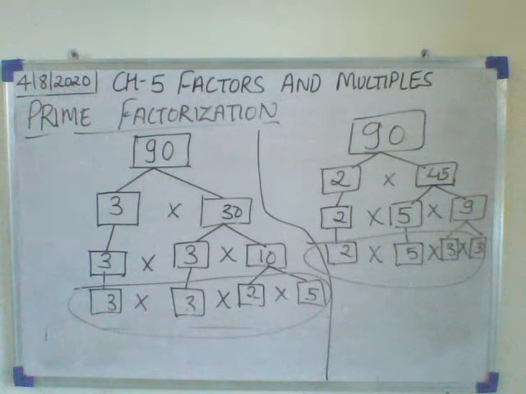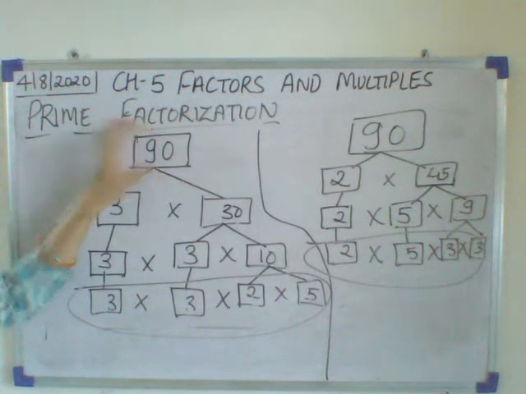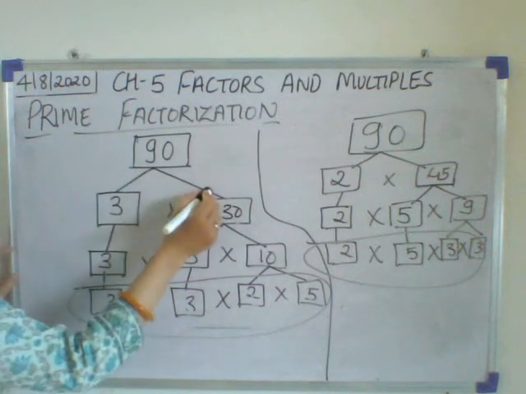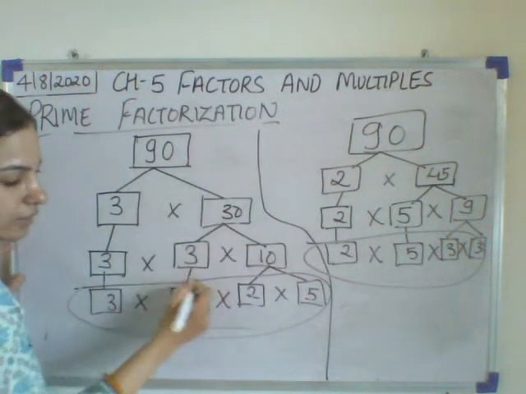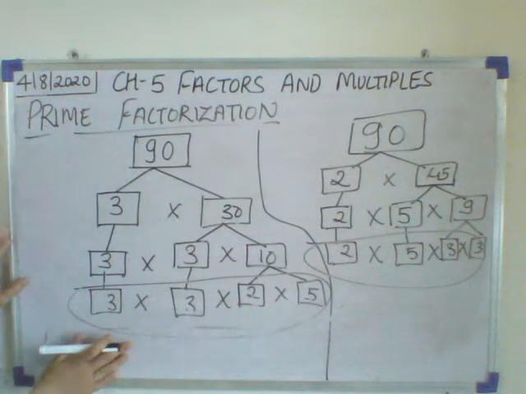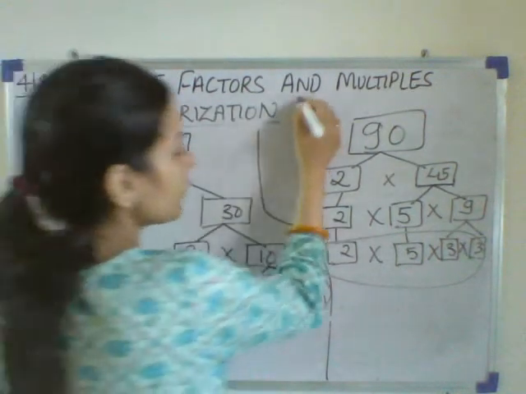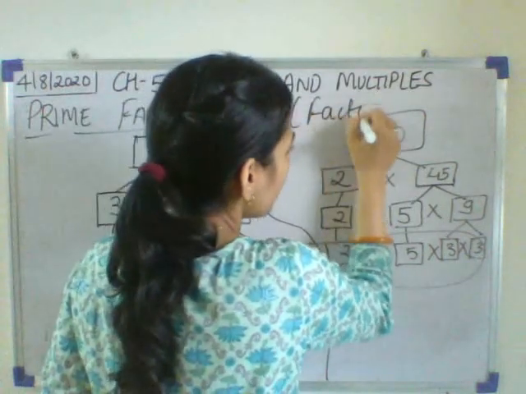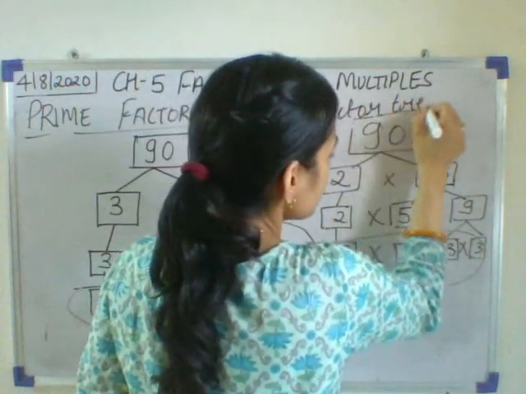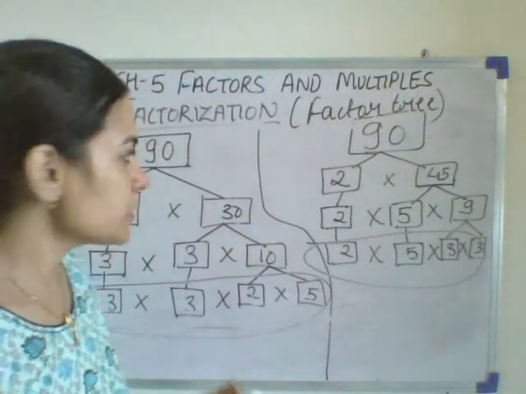So in prime factorization, you have to write the number at the top, then split it into branches and keep splitting it until you get a prime number at the last. This method is known as the factor tree. This is prime factorization using a factor tree.